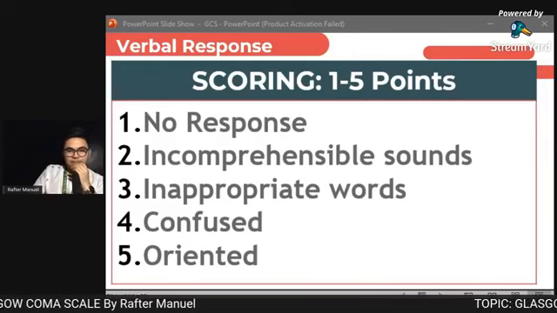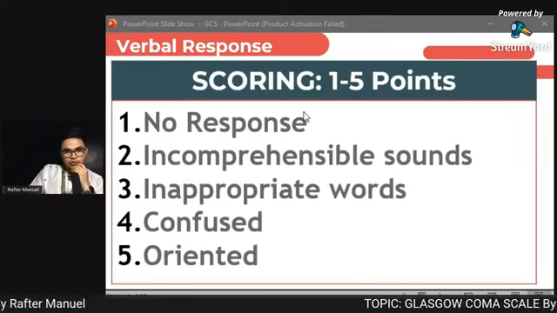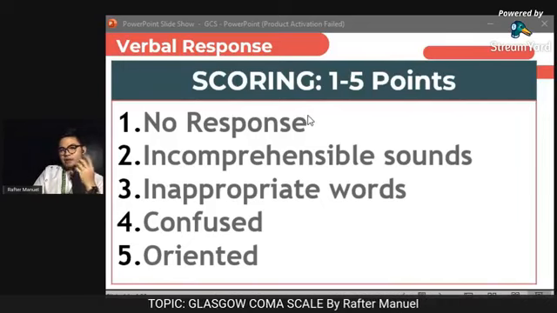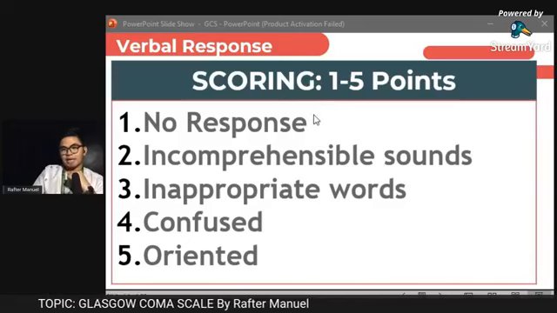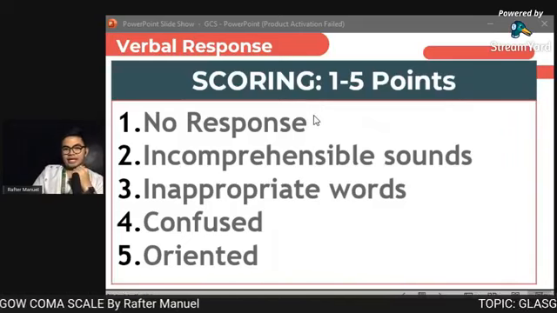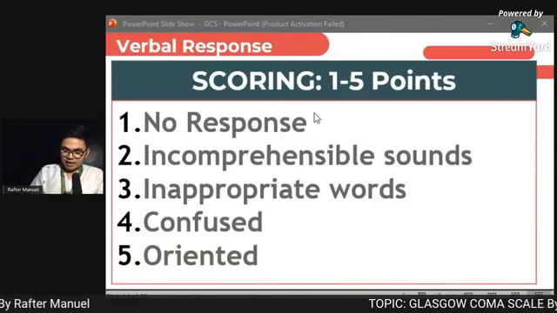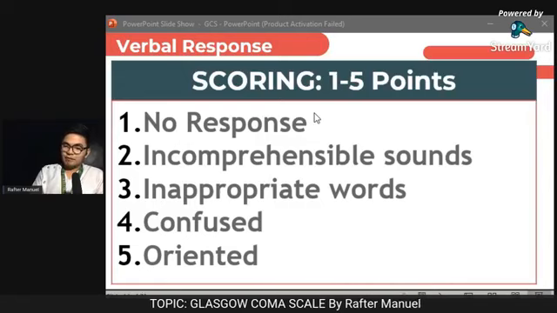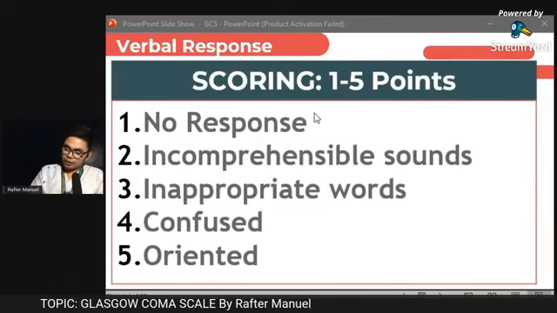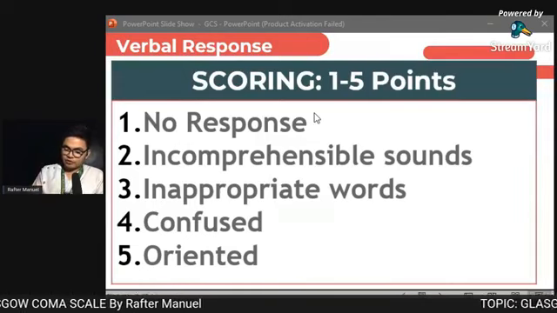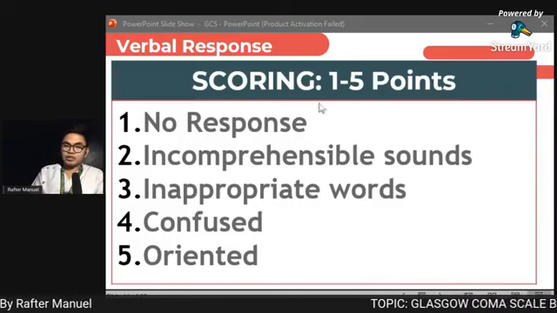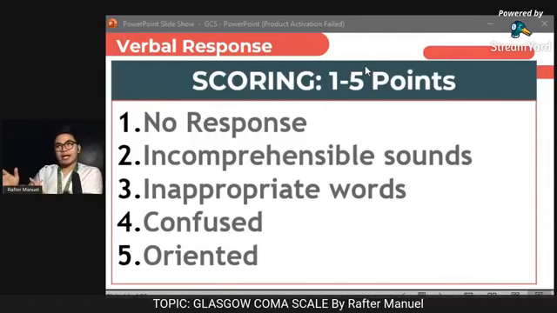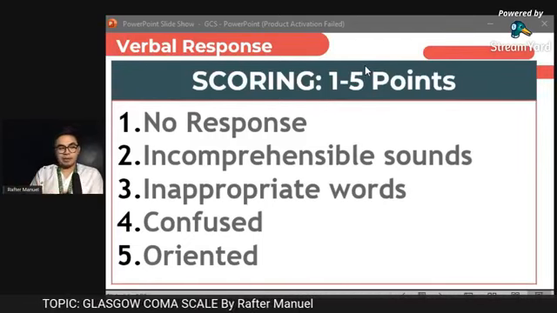We need to take note also that intubated patients cannot be assessed for verbal response kasi nga may tubo. And patients with tracheostomy, just like with the eye opening, if it's not testable, you give the patient 1 point, no response, of course, obviously, and then you put the words empty or not testable. Tapos na tayo sa eye opening. We're done with the verbal response.